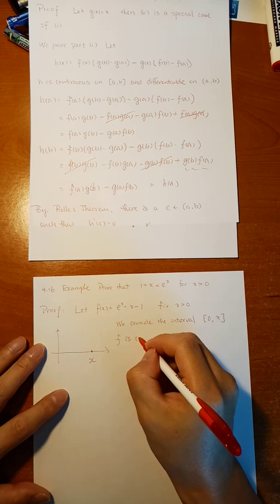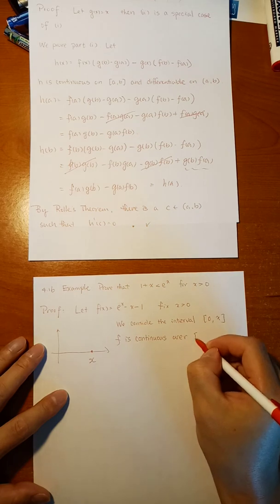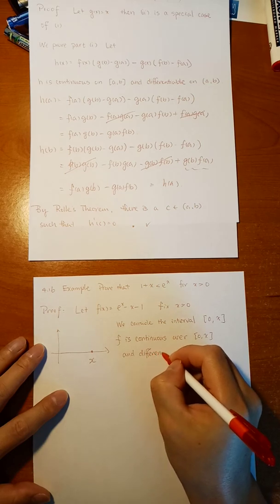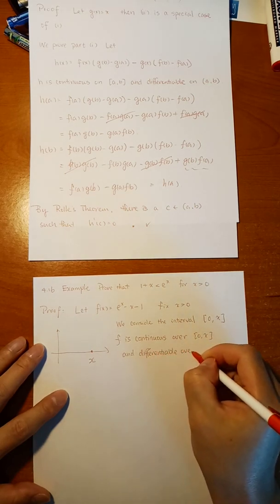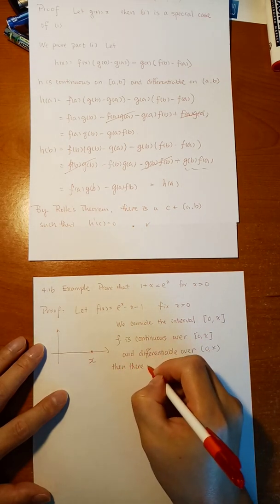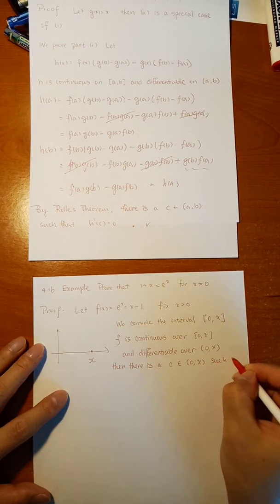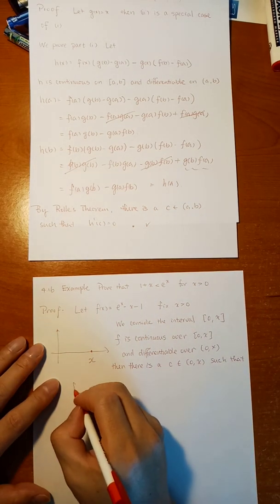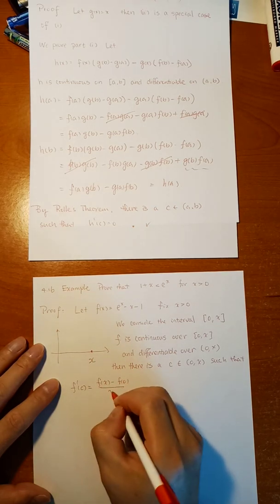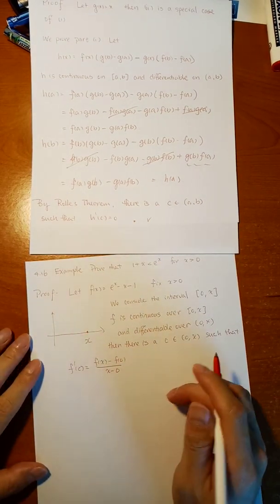Then f is continuous over the closed interval [0, x] and differentiable over the open interval (0, x). So by the mean value theorem, there is a c in the open interval (0, x) such that f prime of c is equal to (f(x) minus f(0)) over (x minus 0).